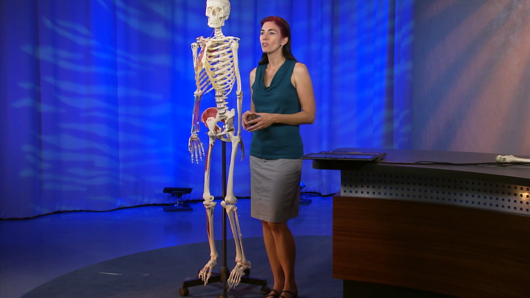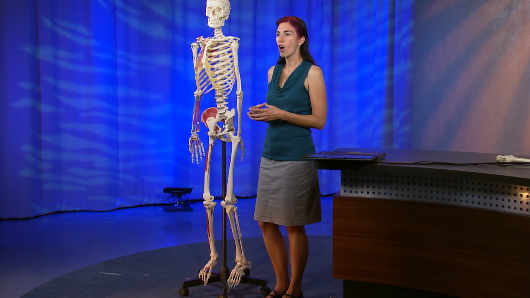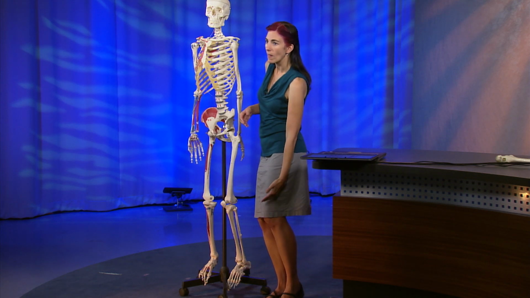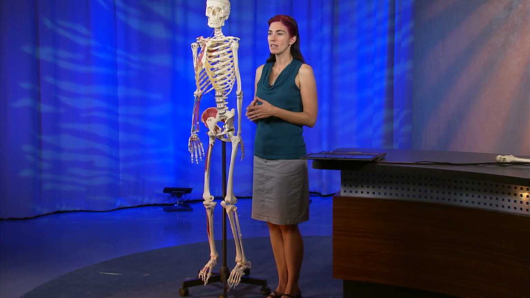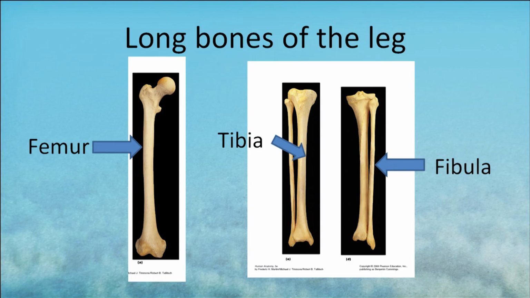We'll go ahead and start with the long bones of the legs. The long bones of the leg that make up the entire length of the leg are going to be the femur, the tibia, and the fibula. So let's turn back to our skeletal model and take a look at those.